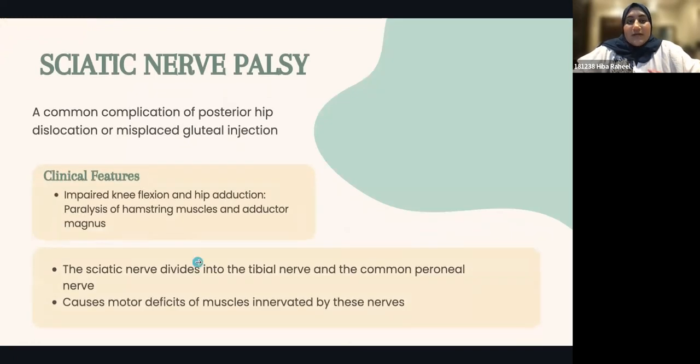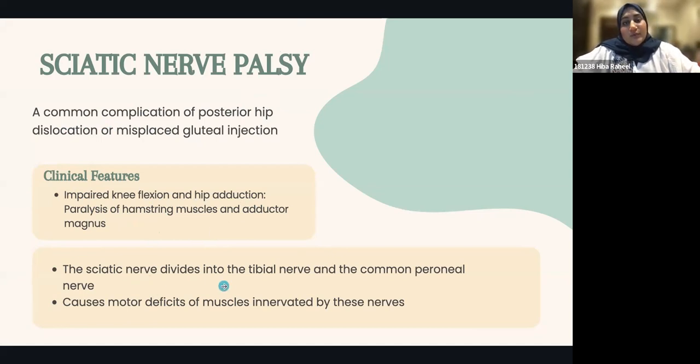Okay, so a very common complication of posterior dislocation is sciatic nerve palsy. Sciatic nerve palsy is basically when the hip is dislocated posteriorly. It's going to cause an impairment in knee flexion and hip adduction, and it can lead to paralysis of the hamstring muscles and adductor magnus because they're essentially supplied by the sciatic nerve.